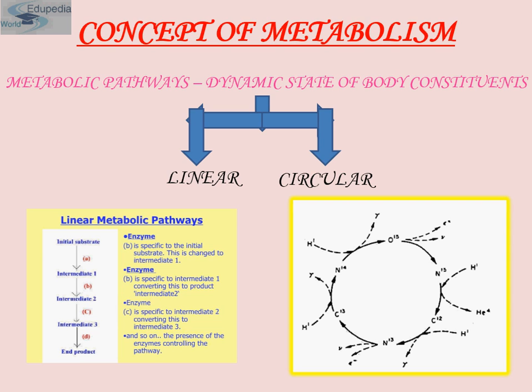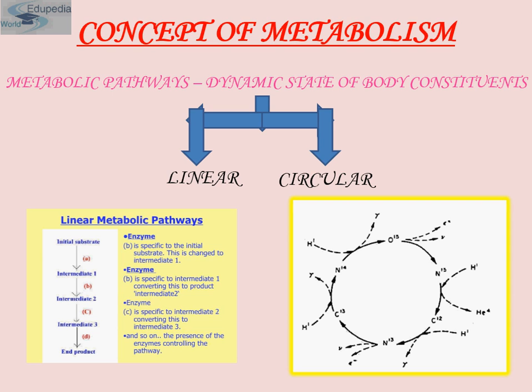Metabolism is of two types, linear and circular. In a linear pathway, as you can see, the initial substrate gets converted into intermediate 1, and that gets converted into intermediate 2, 3, and finally the end product. So enzyme A is specific to the initial substrate and changes it to intermediate 1, and the enzyme specific to intermediate 1 converts it to intermediate 2, and so on. The presence of enzymes controls the pathway.